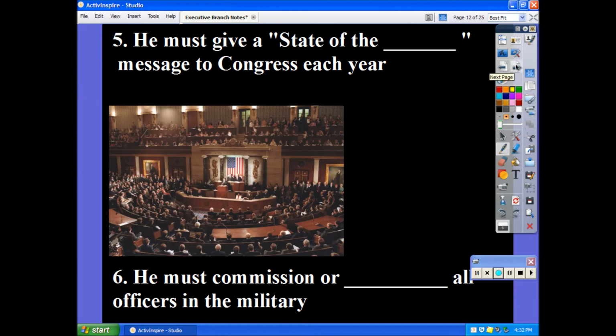Every year he's required to give a State of the Union message to Congress. And this is something that usually happens towards the end of January. It's rather an unusual kind of situation because in this situation, we not only invite all the members of the House and the Senate into the House chambers, we invite all the members of the Supreme Court into the House chambers. We invite all of the President's cabinet into the House chambers. And they're all sitting there in the same room listening to the President give this speech, this address.